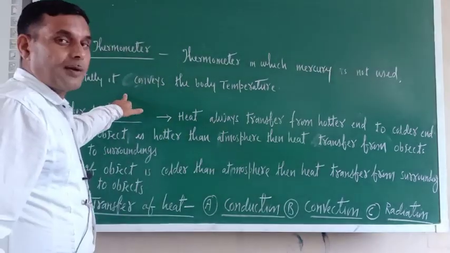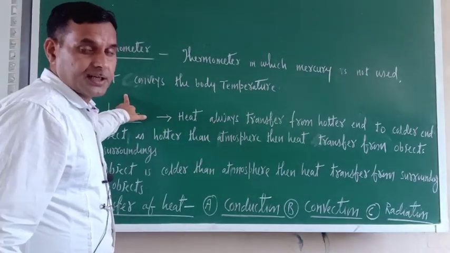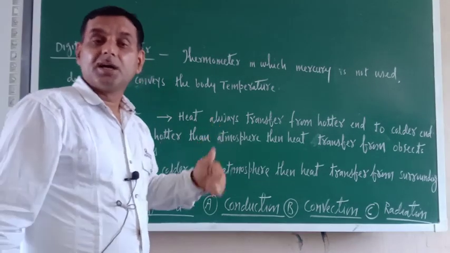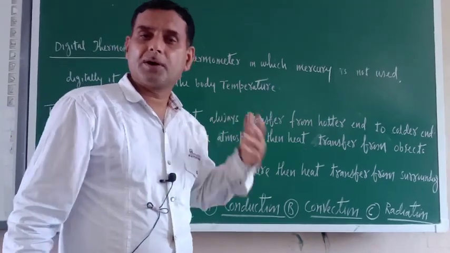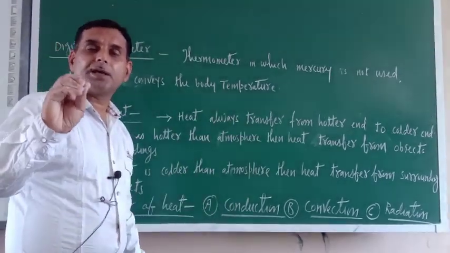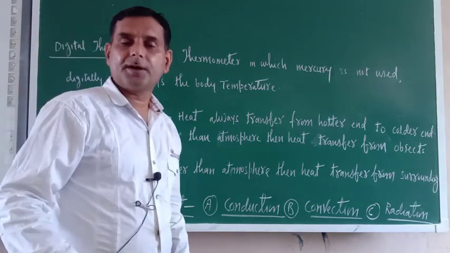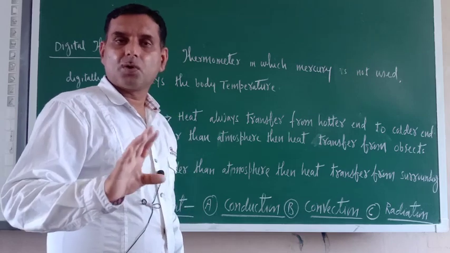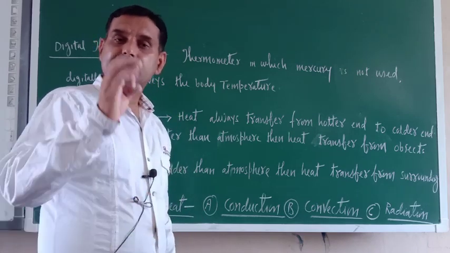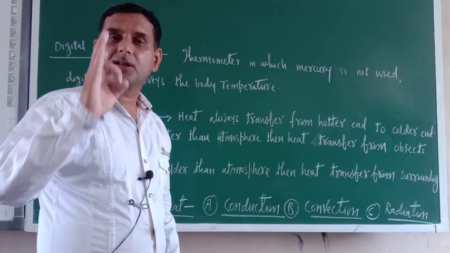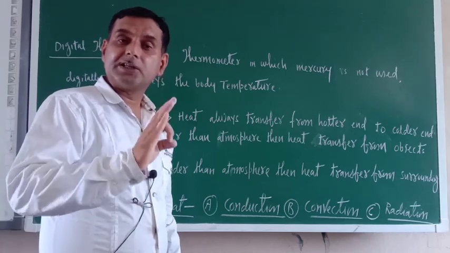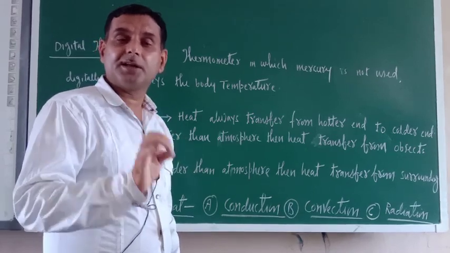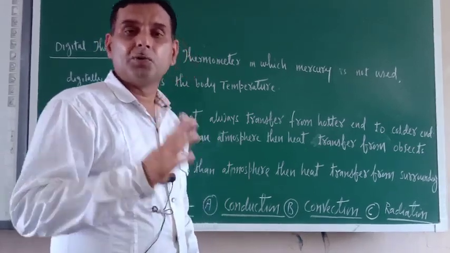Nowadays there is one more type of thermometer, and that is gaining momentum because of its easy operation and because of not using mercury. Do you know that mercury is a very toxic metal? If by mistake a thermometer falls and gets broken, the mercury disposal is a great threat for humankind because it is a toxic substance. It cannot be disintegrated. It will remain in the environment and pollute the environment.